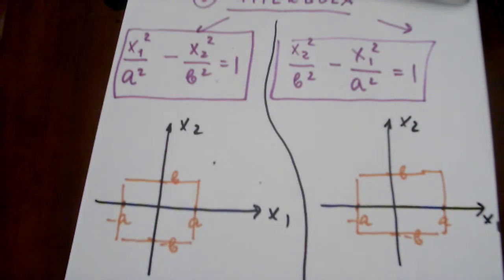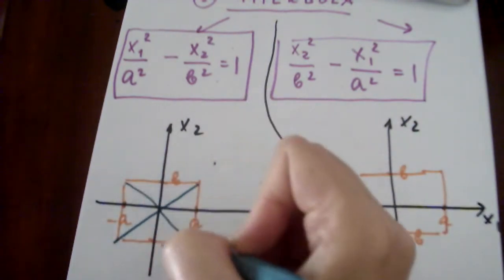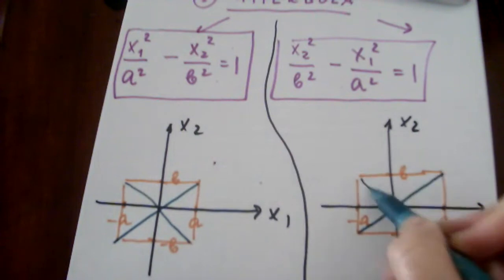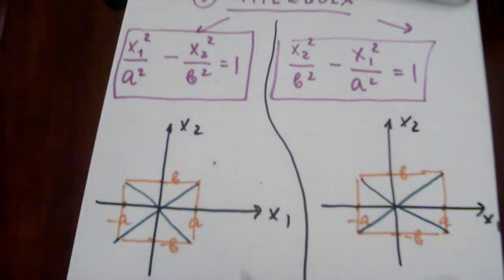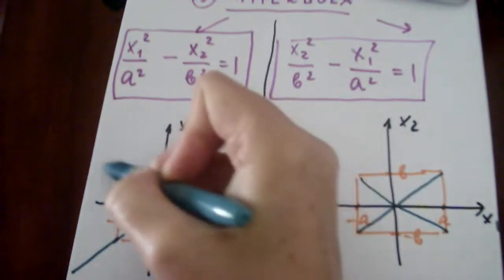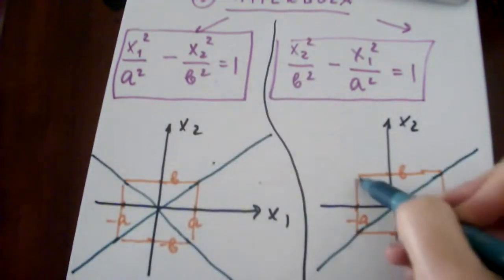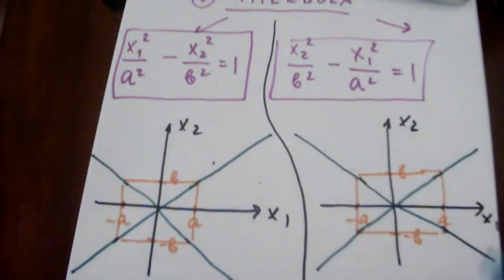It turns out that we are interested in the diagonals of these rectangles. Let's draw diagonals here, diagonals here. What do they give us, these diagonals? They should be expanded indefinitely, here and here, and the same here. I'm expanding these diagonals, so they are becoming infinite straight lines.